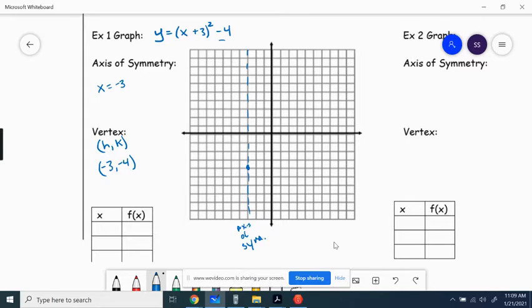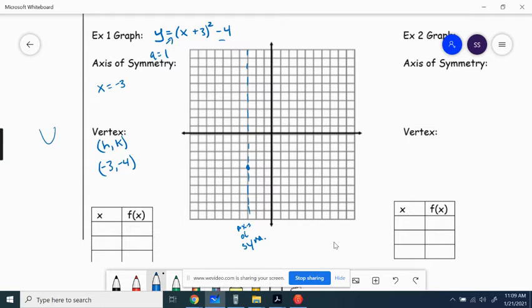Okay. All right. Now, how do we plot this out? So one thing we can do is just pick some values. Okay. And so we can see that the vertex is here at -3, -4. My a value, it's not written, but my a value is equal to 1, right? It's a positive 1. So we know this parabola is going to open upwards.